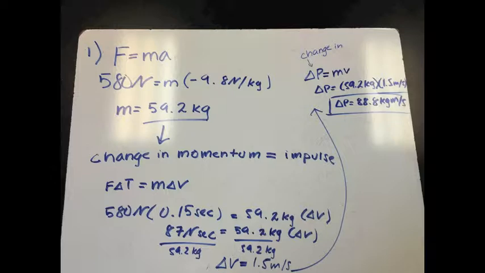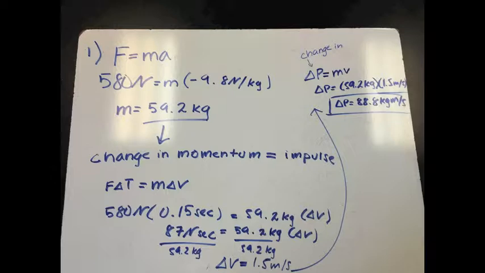Then we use our equation, impulse is equal to change in momentum, to get force times change in time is equal to mass times change in velocity. To get 580 newtons times 0.15 seconds is equal to 59.2 times change in velocity. And then we get 87 newton seconds is equal to 59.2 kilograms times change in velocity. And then we divide both sides by 59.2 and we get our change in velocity to be 1.5 meters per second.